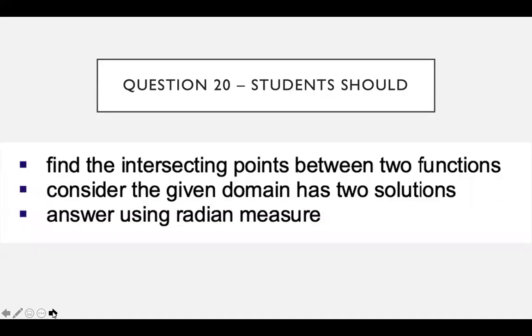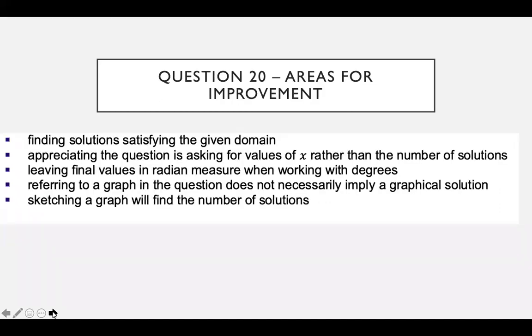And so in this question, students should find the intersecting points between two functions. They need to consider the given domain had more than one solution. On this occasion, had two solutions, and they needed to give their answer using radian measure. And so areas for improvement that we found was that students needed to find solutions that satisfied the given domain. Areas for improvement include appreciating the question was asking for values of x rather than just how many solutions there were.